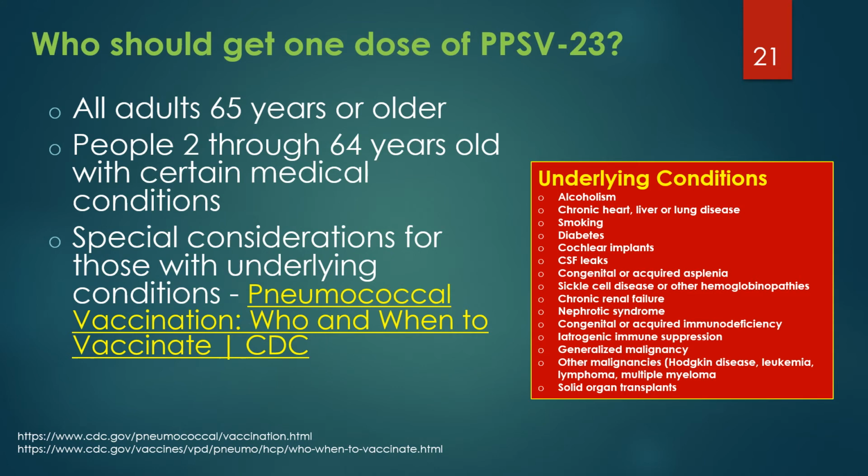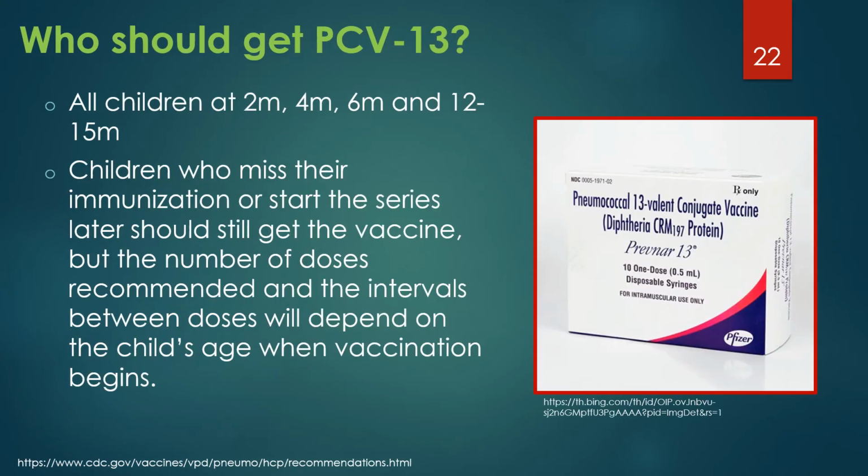So who should get 1 dose of PPSV23? CDC recommends that 1 dose of PPSV23 should be given to all adults 65 years or older, and those 2 through 64 years old with underlying conditions. There are several special pneumococcal vaccine recommendations for individuals with underlying conditions. Please see the link listed on this slide for those recommendations.